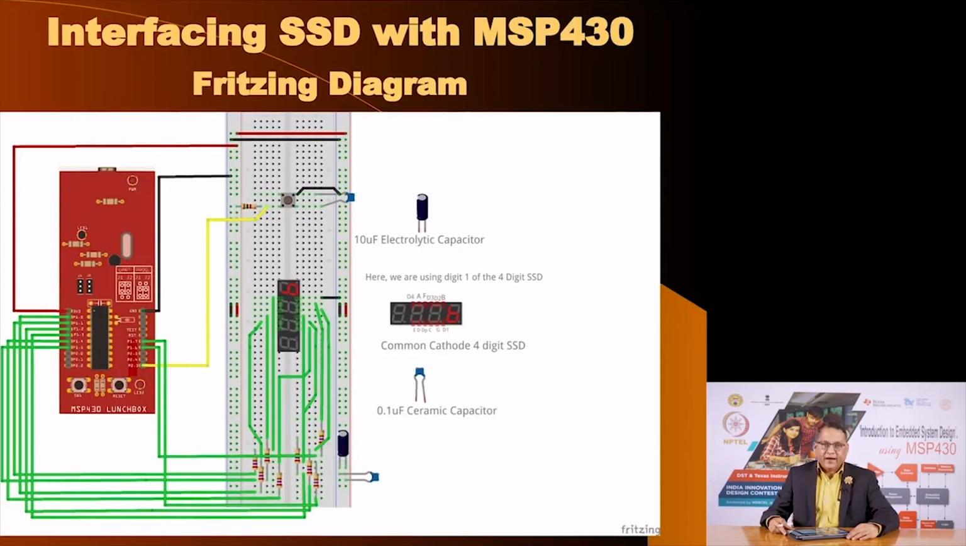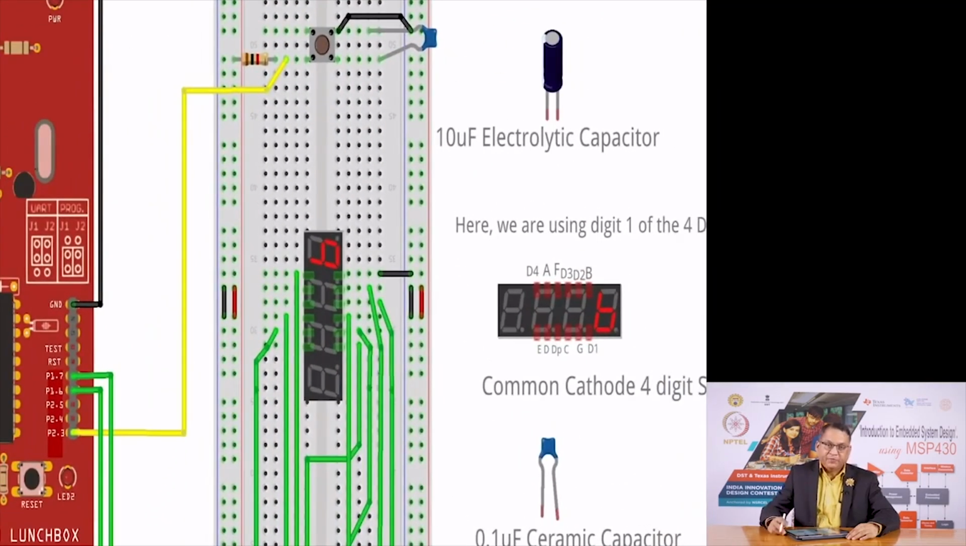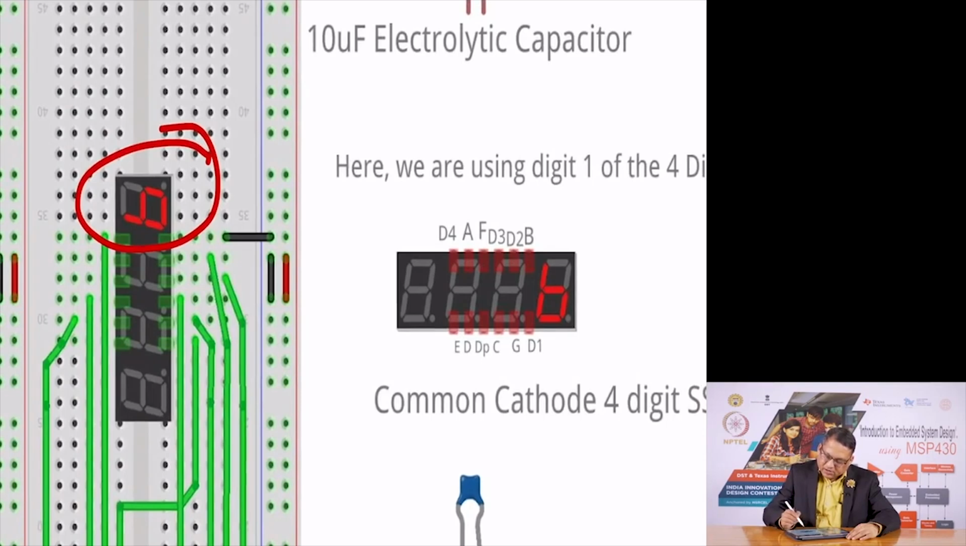This is the Fritzing diagram for the arrangement. Here we see our lunchbox, here we see our breadboard, and onto our breadboard we have a 4 digit display, but as you see only 1 digit is being used. This 7 segment display, as you see here, it has digit 1, digit 2, digit 3 somewhere, and digit 4, here digit 3 and digit 4. These are the common pins of each of these displays, and then you have A, B, C, D, E, F, G and DP.